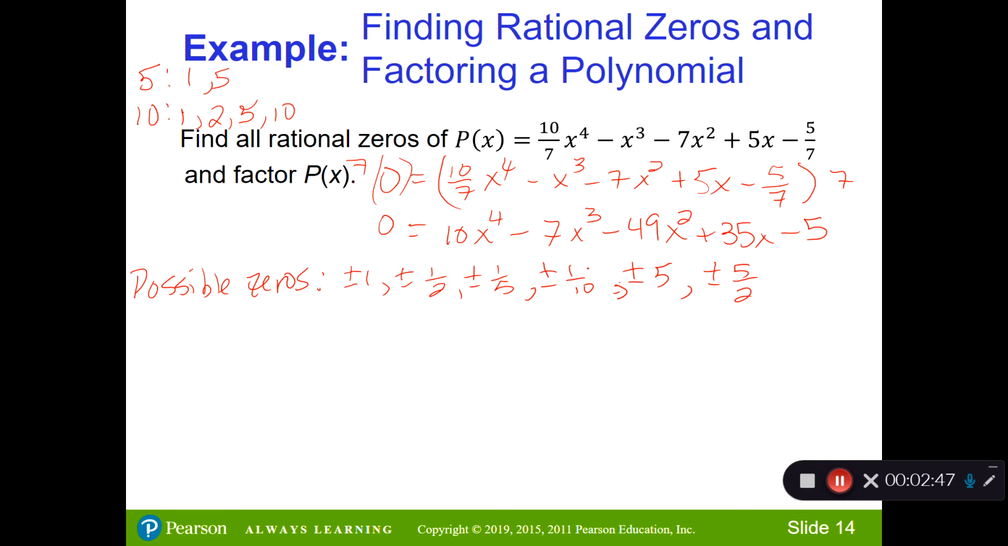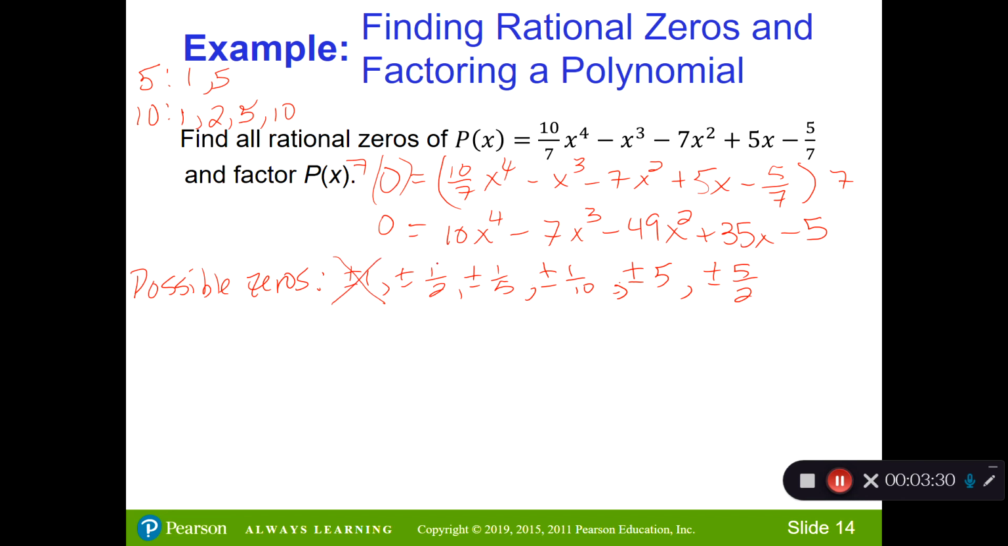Now to determine if any of them work as a zero, we're just going to go through and plug them in. Start with positive 1. 10 minus 7 is 3, minus 49 is negative 46, plus 35 would be negative 11, minus 5 would be negative 16. Positive 1 is not a zero because we didn't get back 0. Try negative 1. Negative 1 to the fourth is positive 1. So 10 plus 7 is 17, minus 49 would be negative 32, minus 35 would be negative 67, minus 5 would be negative 72. So that's not a zero, so we used up all of those.